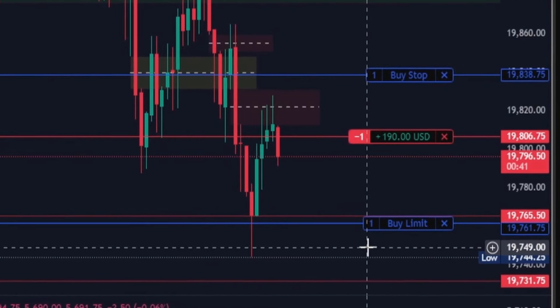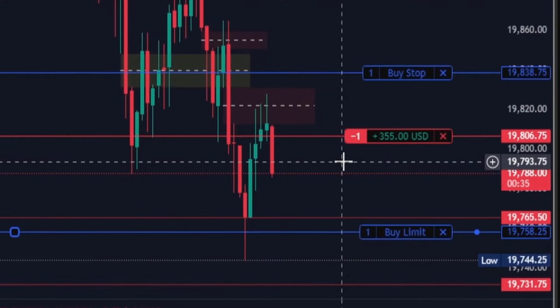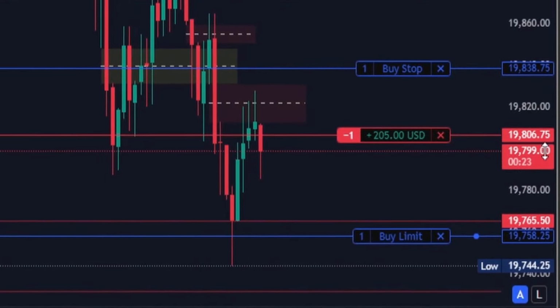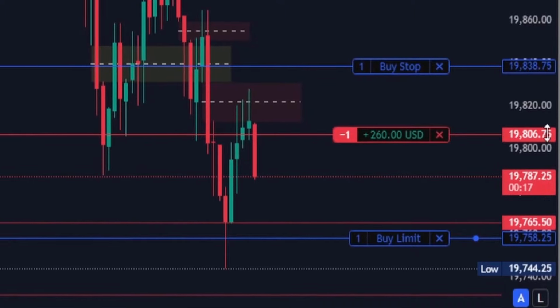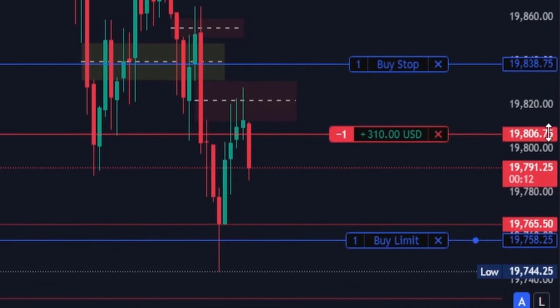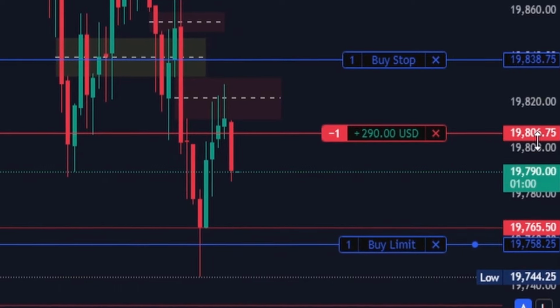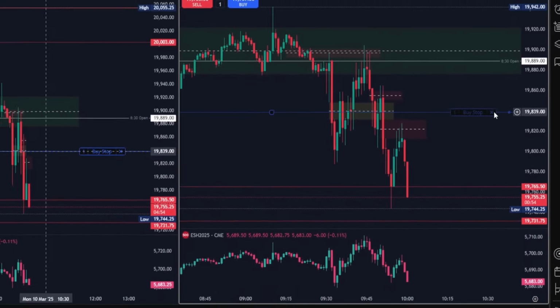I've been studying ICT and smart money concepts for 3 years, been trading the market for 8, and this approach has completely changed my trading. Today I'll show you why. Stick around till the end because I'll also reveal my personal checklist before entering any trade so you can refine your own process and take higher probability setups. Let's get started.